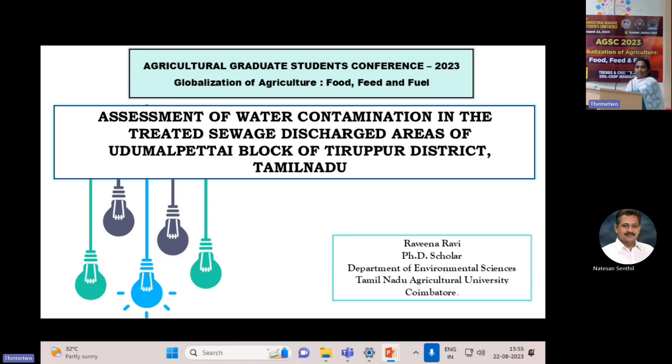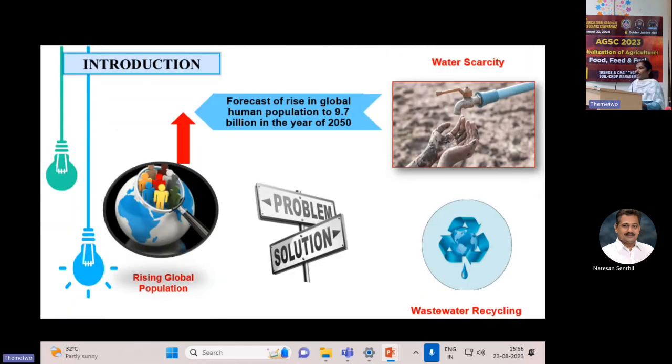My presentation topic is the assessment of water contamination in treated sewage discharge areas of Udumalpet block in Tirupur district, Tamil Nadu. The reason why we chose this study is to benefit the farming communities. In this study we have focused on 2 objectives, and my first objective is the monitoring survey.